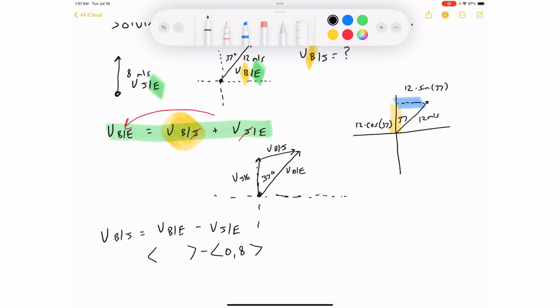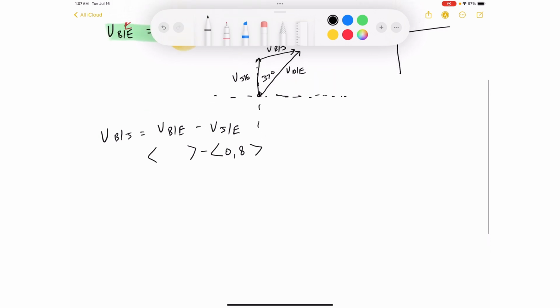Now, if you do that, you'll end up with 7.22 meters per second in the horizontal direction, and 9.58 meters per second vertically. Great. So now that I know that, I can put these in my vector down here. I can say 7.22 in x and 9.58. Okay? Great.